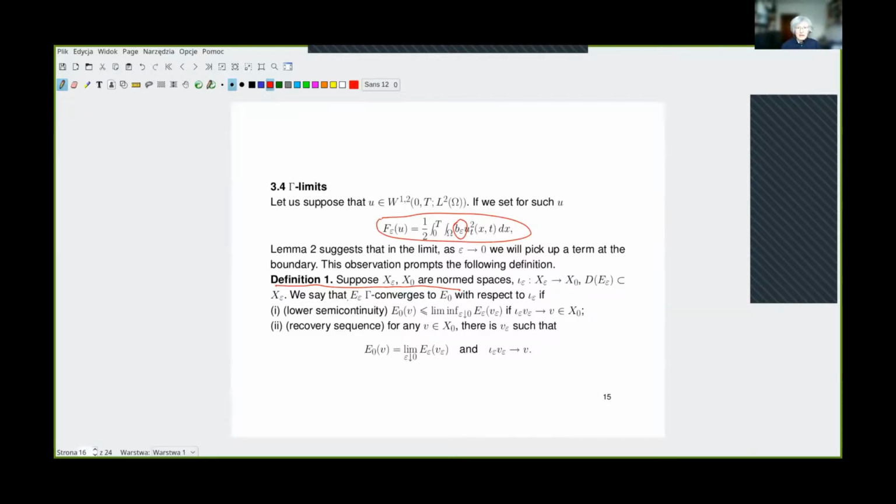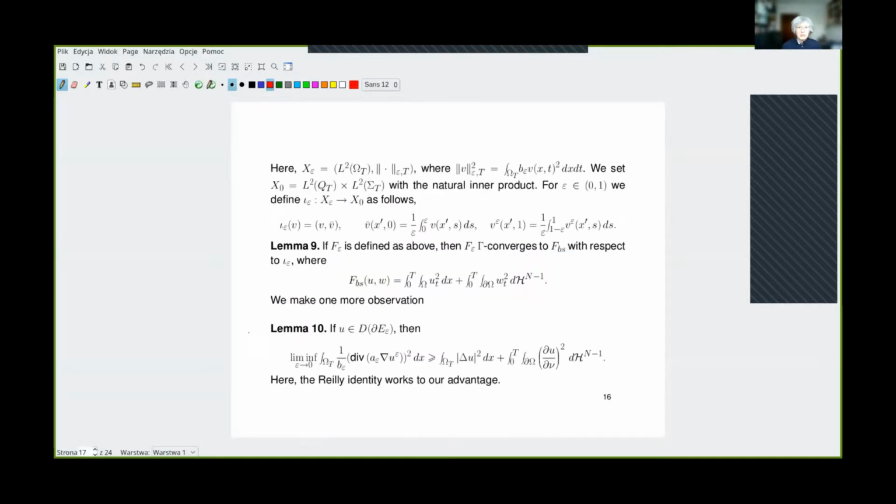And we say that a family E epsilon gamma converges to E naught with respect to iota if we have the usual lower semi-continuity part, but usually we say that V epsilon goes to V, but now we are writing iota epsilon on V epsilon goes to V in X naught, and we have the usual recovery sequence. And let's see what happens here.